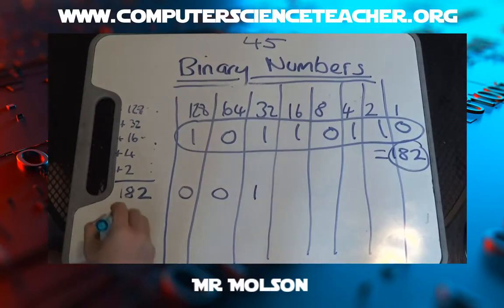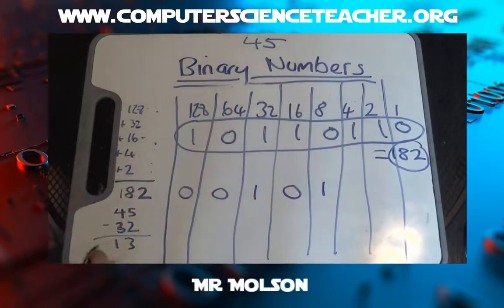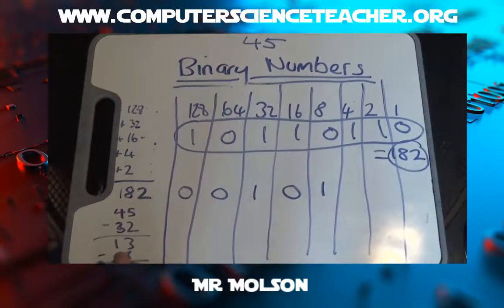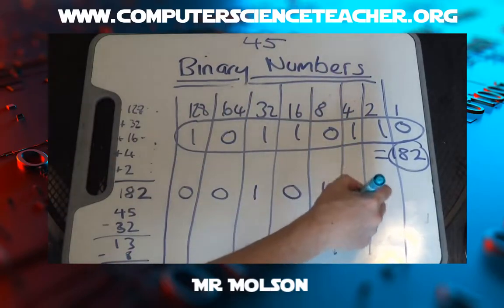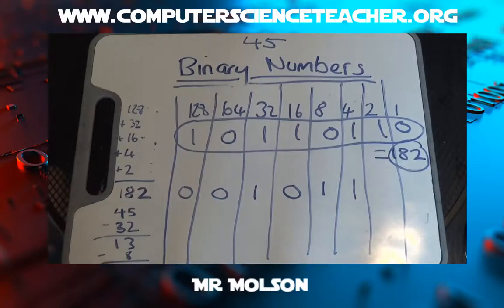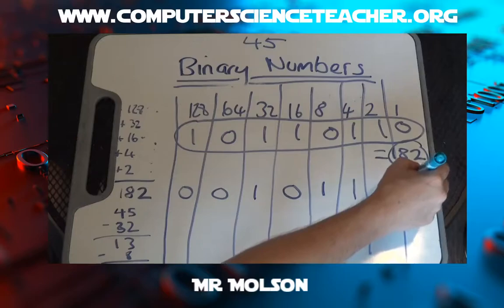So we can do a little sum on the side here. This is, again, what I'd recommend you do in the exam. We've got 45 minus 32, so we're left with 13. So we've got 13 to make now. Do we need a 16 to make 13? No, of course we don't. Do we need an 8 to make 13? Yes, we do. So we can subtract 8 from this, which gives us 5. Do we need a 4 to make 5? Yes, we do. Subtract 4 from 5, we get 1 left. Do we need a 2 then? No, we don't. And then we're left with a 1, and we need a 1.